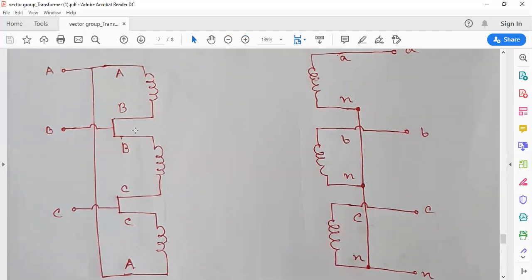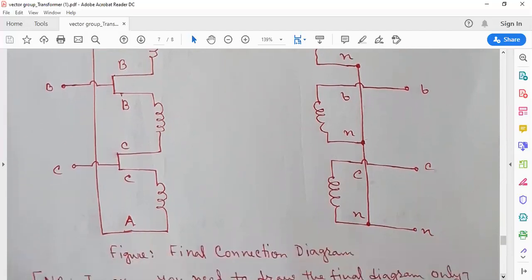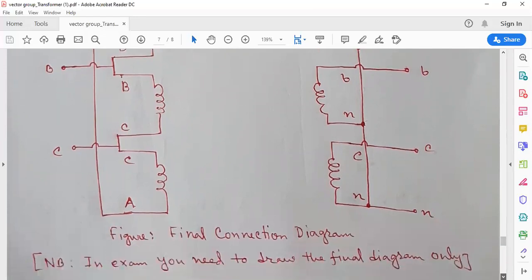All the B's together, all the C's together. We have drawn out a B point. We have drawn out a C point. This is our transformer. We have been able to draw the connection.